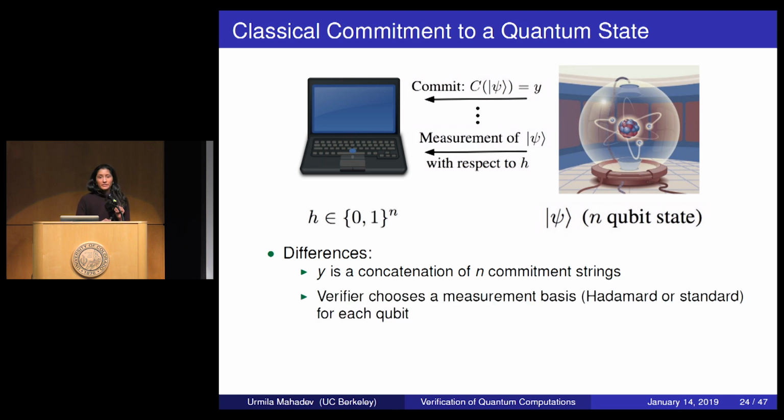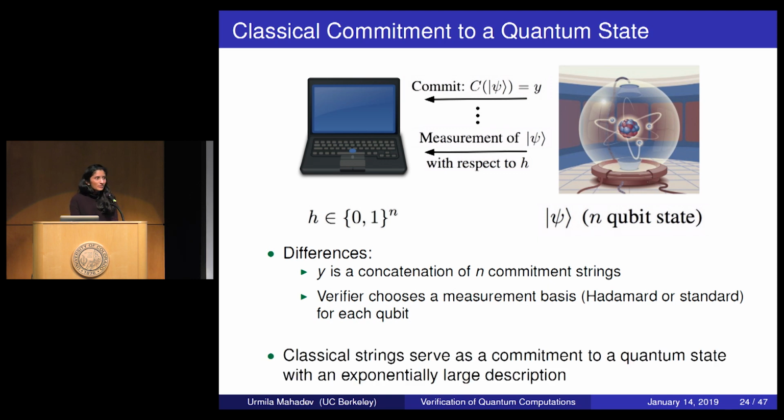The second is that the verifier chooses a measurement basis, either Hadamard or standard, for each qubit separately. So now his basis choice is an n-bit string. And now the reason this protocol is so interesting is because here I have a classical string which serves as a commitment to an exponentially complex quantum state. So this is an n-qubit quantum state.